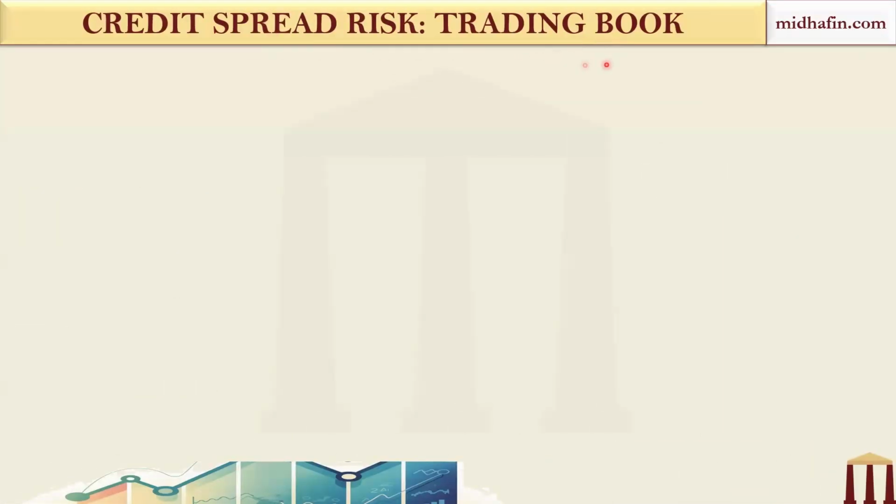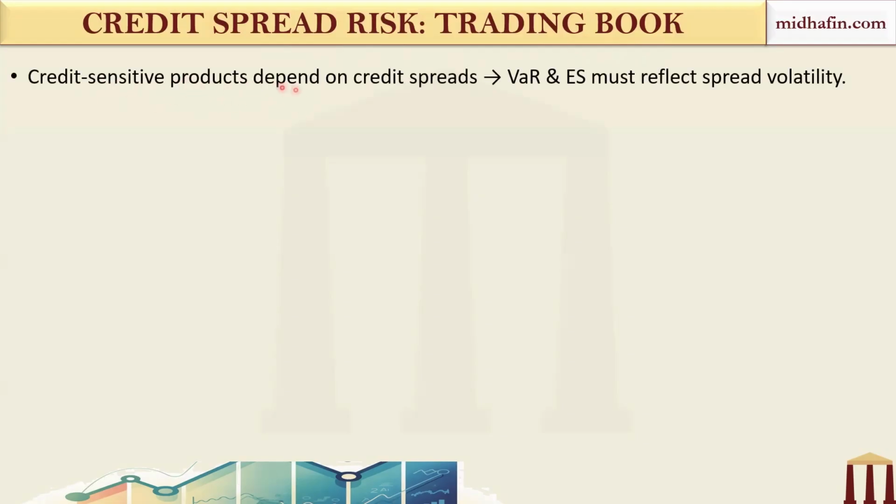Now, when we move to the trading book, the focus shifts from default driven losses to mark-to-market changes in the value of credit sensitive products. These include bonds, credit derivatives, structured notes, all those instruments whose prices move with credit spreads. So here the primary driver of value is not just default risk, but also credit spread movements. So when we calculate value at risk or expected shortfall, we need to explicitly capture the potential changes in credit spreads or spread volatility.